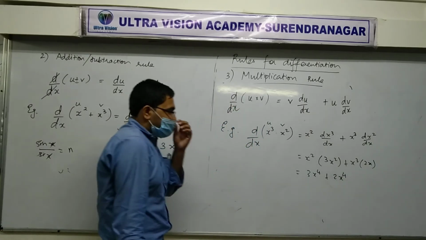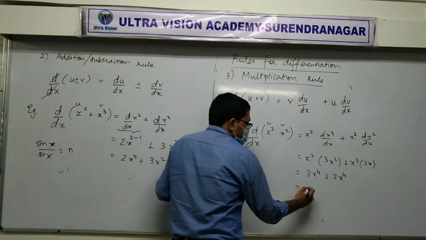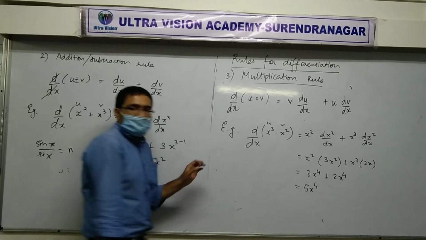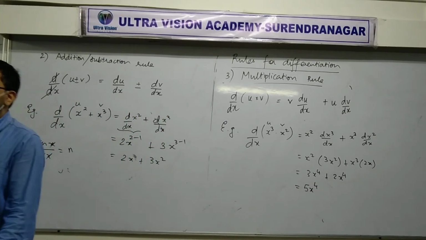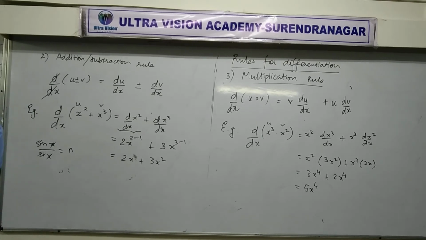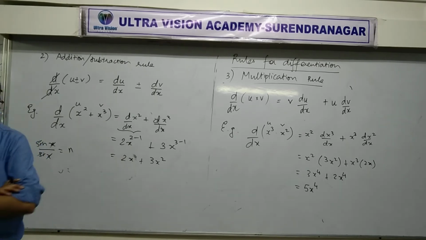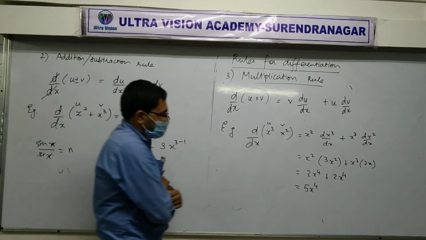Understood? So how much is this? 5x raised to 4. No, 3 plus 2 is 5, so 5x raised to 4. Why 8? Why 8?